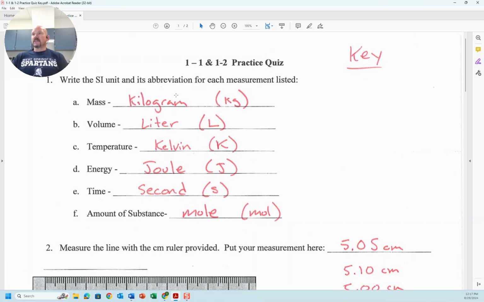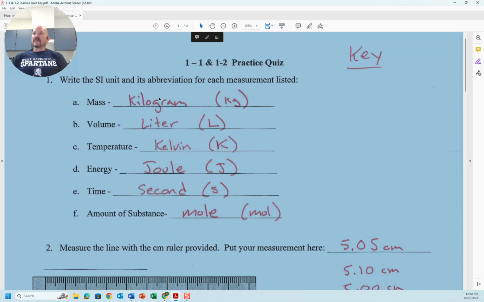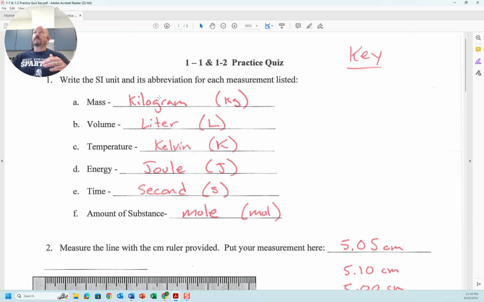So the SI unit for mass is kilogram, kg. The SI unit for volume is liter. And notice, kilo is a metric system prefix. The only SI unit that has one of the metric system prefixes in it is for mass. Everything else is just a base unit. So it's not milliliter, it's not centiliter, it's just liter, right? It's not kilokelvin, it's just Kelvin. It's not kilojoules, it's just joules. So the only one that has a metric prefix is mass, kilogram.